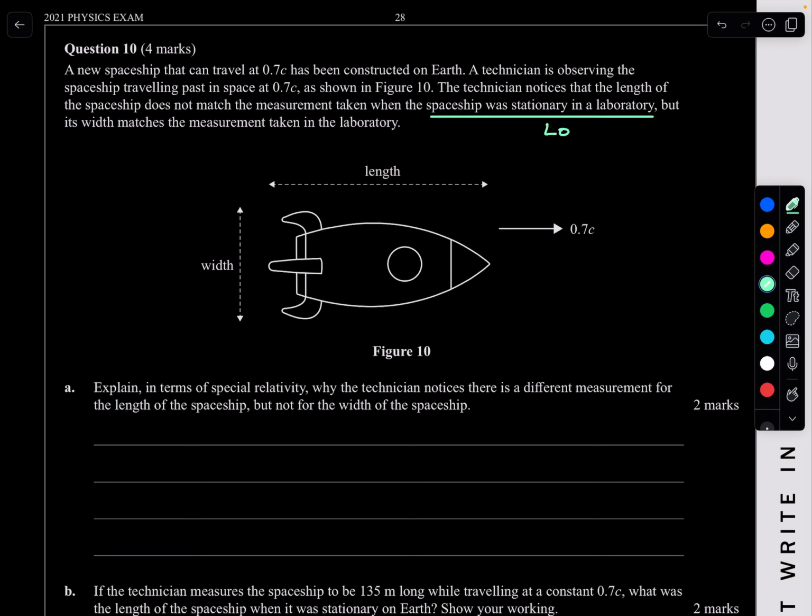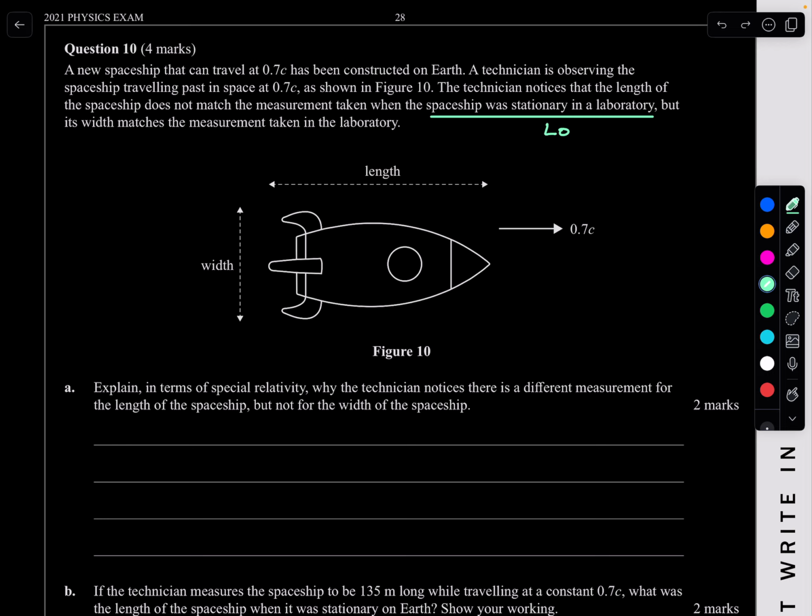So when it's traveling pretty much at the speed of light, the technician is going to be seeing length contraction. And that's why it doesn't match the measurements that were in the laboratory. All right, but its width matches the measurement taken in the laboratory.